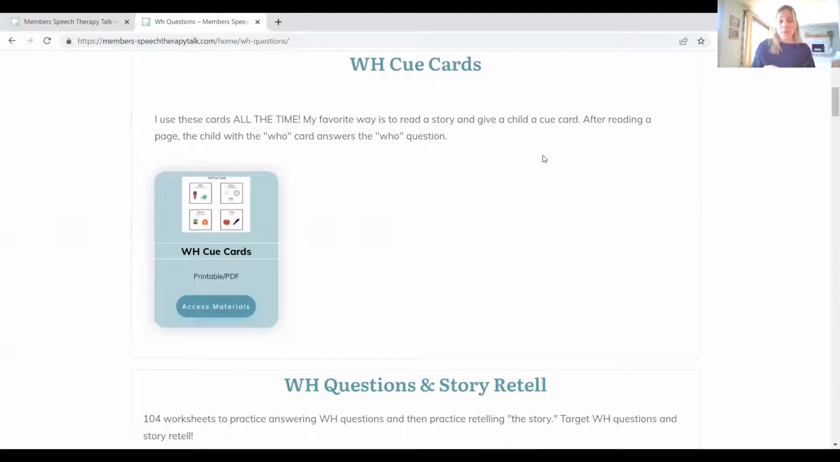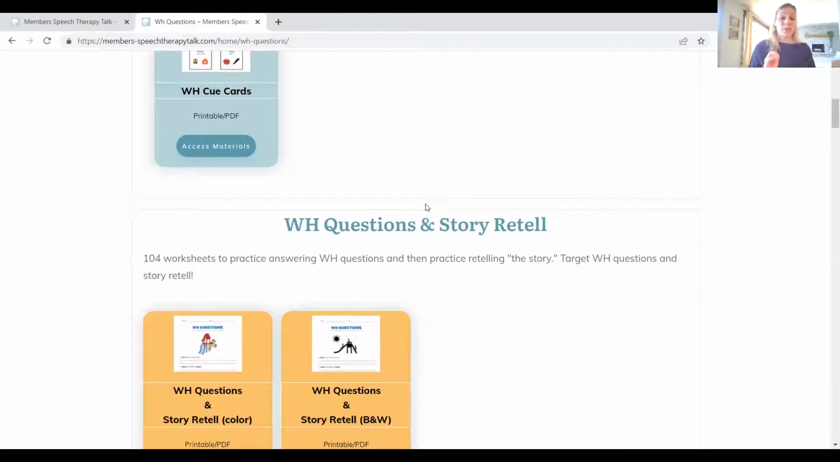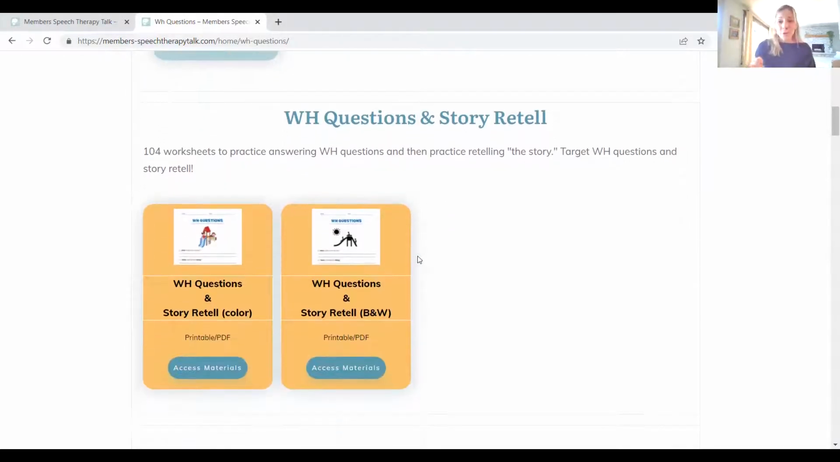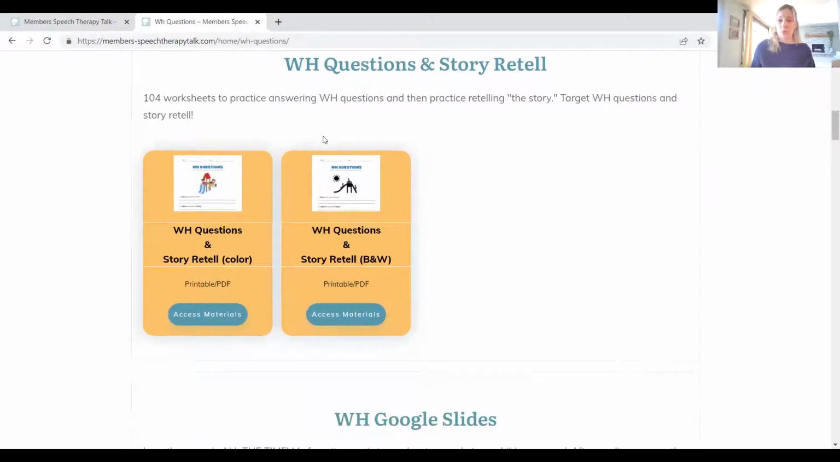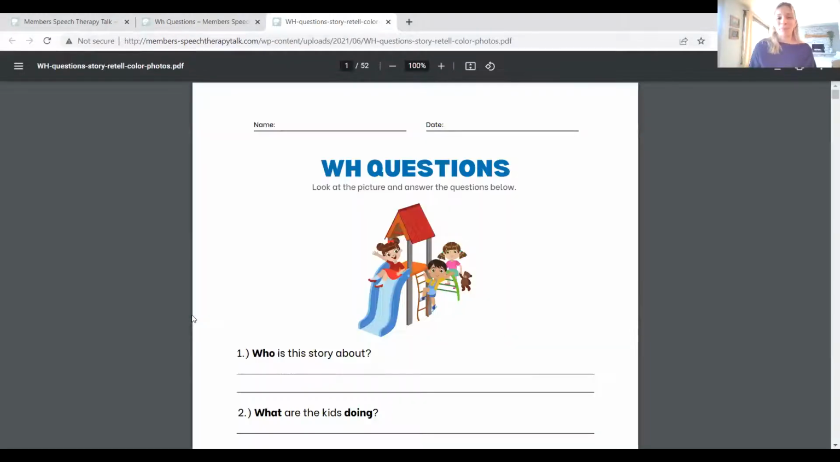I have some WH cue cards here, simple things you can print out, cut out, and it's cue cards for all the WH questions. But I really want to jump to the good stuff. One of my absolute favorite teaching materials is this WH question story retell. I have two options for you. One's in black and white, one's in color. The only difference is that if you have to print them yourself and pay for printing, you might want to do the black and white. Or the color pictures are just a little more colorful.